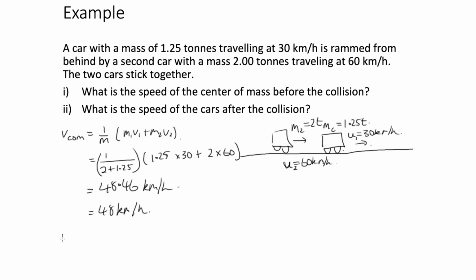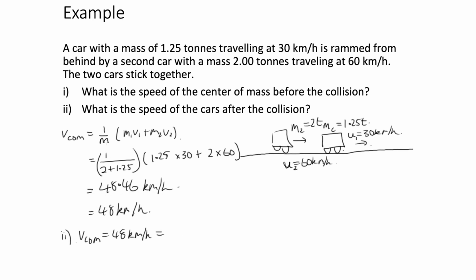And then in part 2, we're asked what is the speed of the cars after the collision. Since there are no external forces here, all the forces come from the second car, which is part of this system, we know that there is no acceleration of the center of mass. So the velocity of the center of mass remains at 48 kilometers per hour.